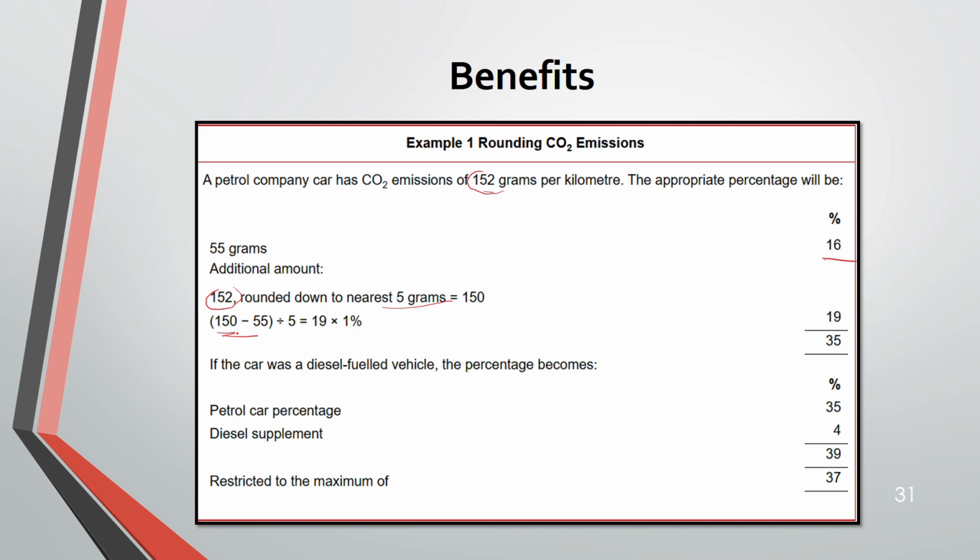So 150 minus 55, always divide by 5. This is fixed. Only this 150 keeps changing. So what is that? It's 19. What is your percentage? It is 19%. Whatever number you get, that is your percentage. With that, you should always add 16. This is your base level. So it's 35. It did not reach the maximum 37, so it's 35.